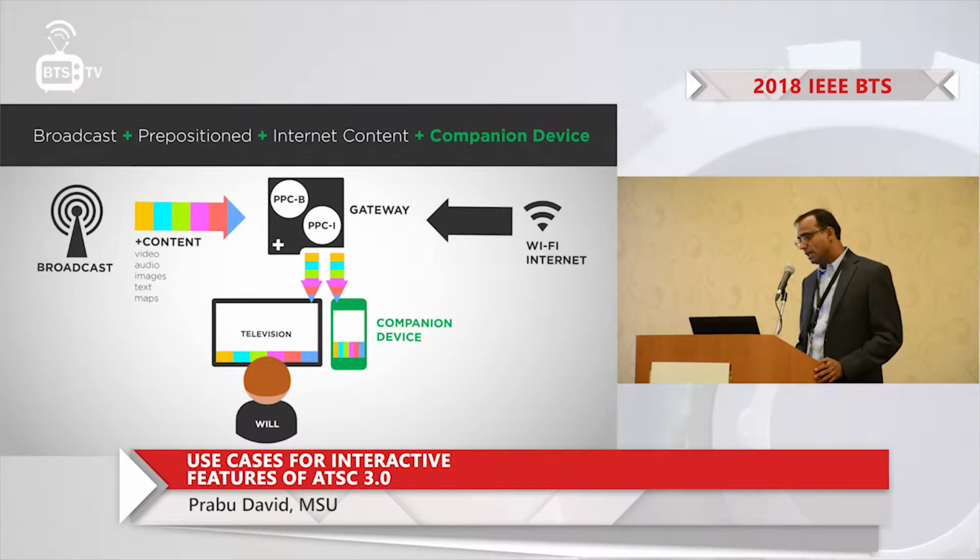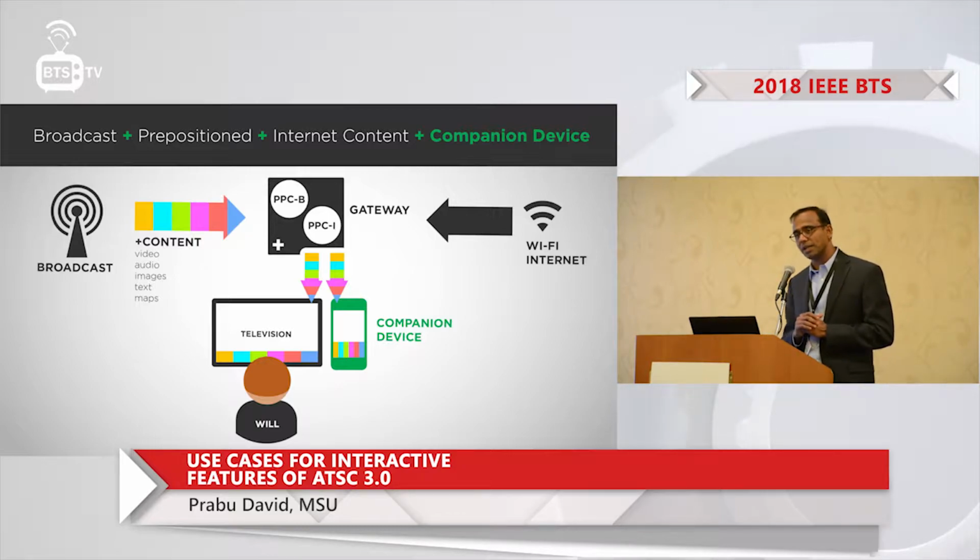Next one is the companion device idea. So here, the last sort of our goal as part of the experimental license is to develop an app that can do all of this. Pull content from broadcasting, pull content from the internet, but also distribute content to companion devices. So let me give you a use case for companion device that we're currently using.